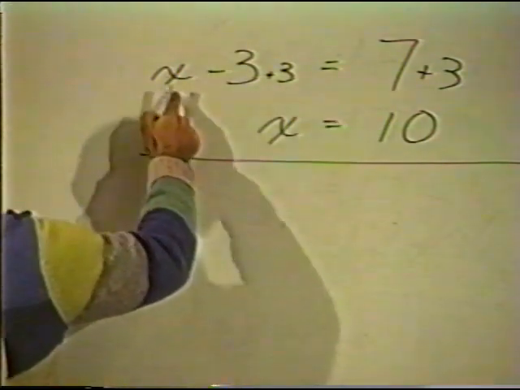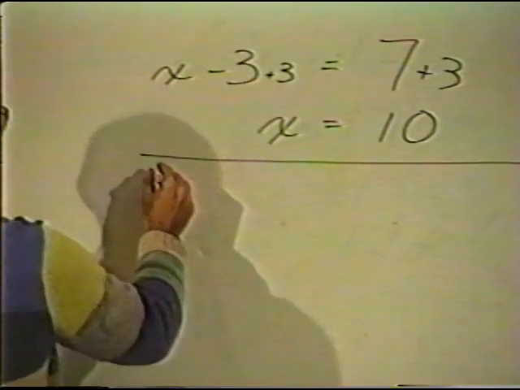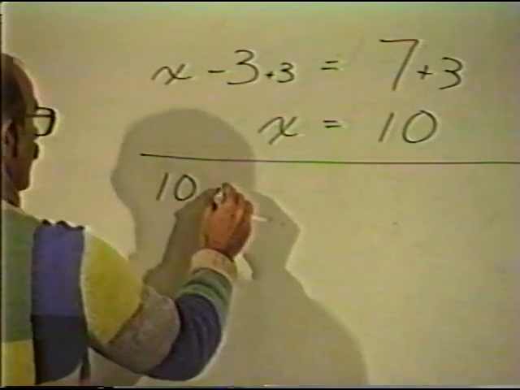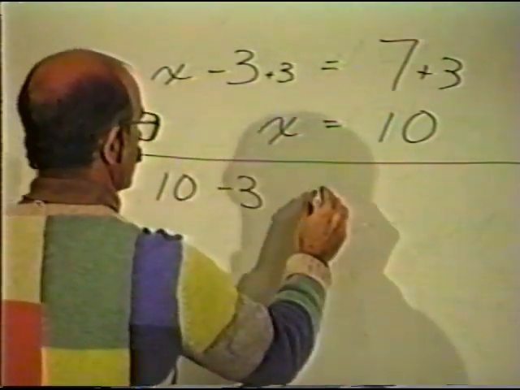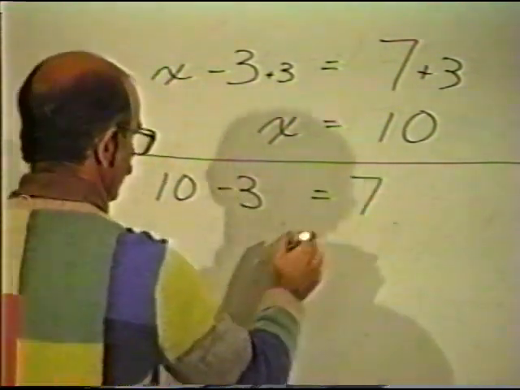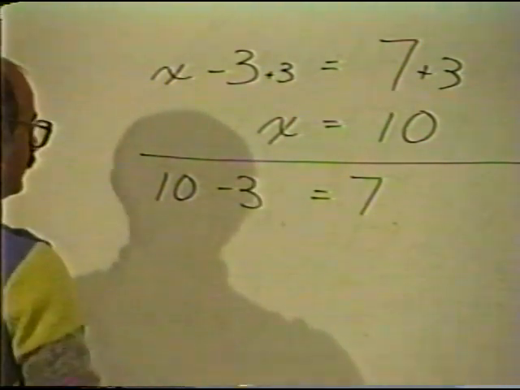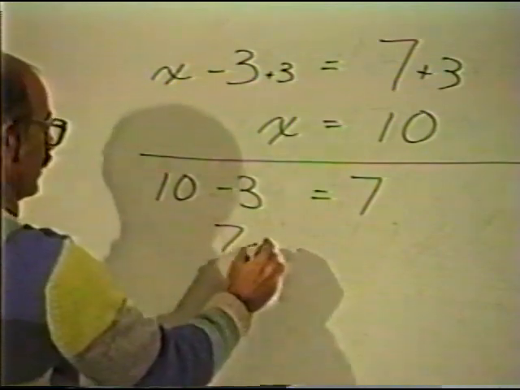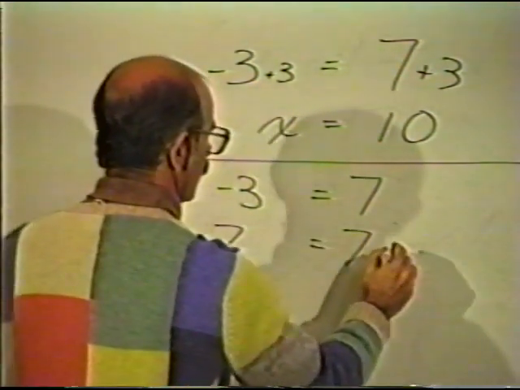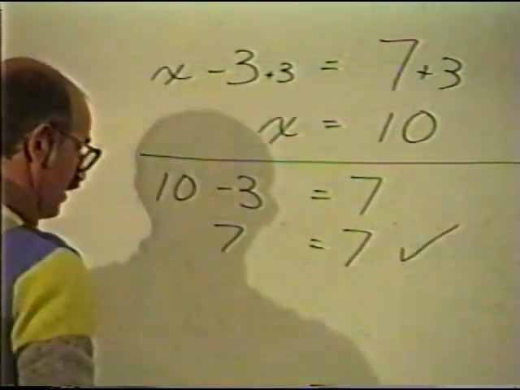Plugging in the 10 into the original equation. 10 minus 3 is supposed to equal 7. Well, what is 10 minus 3? 7. 7 equals 7. Yes, we got it right.